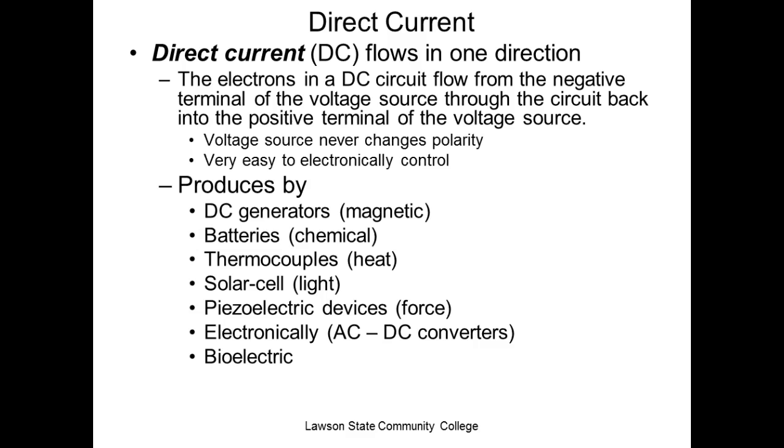Yeah, it never changes polarity. So the source never changes polarity, right? You understand that? And what's the advantage of DC? Yeah, we can control DC precisely. So that's why my cell phone is DC, your stereos are DC, your TV is DC, even though you plug it into a wall outlet, there's a thing called a power supply in there that turns the AC into DC.